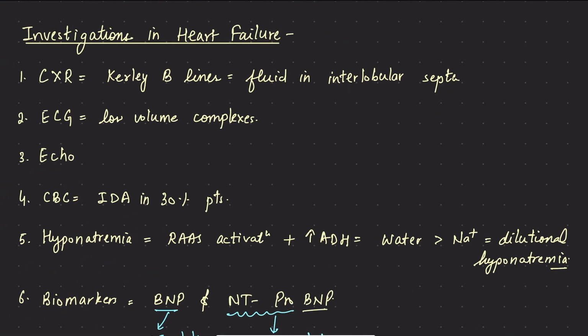Investigations. In chest X-ray, you will find Kerley B lines, which is basically fluid in the interlobular septa. This is the X-ray, and these are the Kerley B lines directed towards the hilum. ECG: we will see low voltage complexes, or you can see pulsus alternans also. On echo, you will see reduced ejection fraction, raised LV-EDP, left ventricular end diastolic pressure.